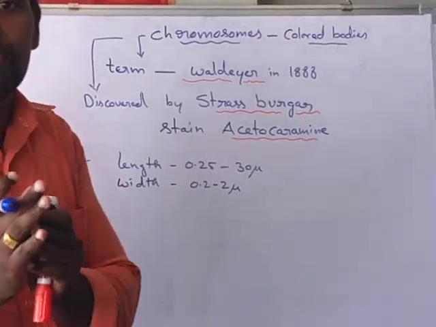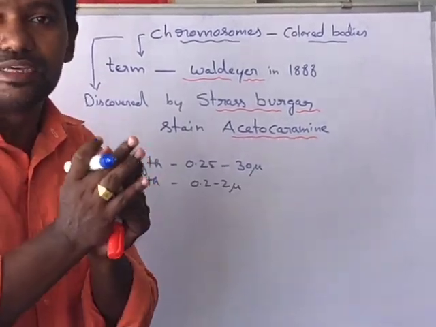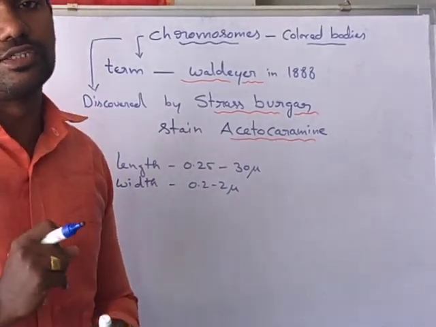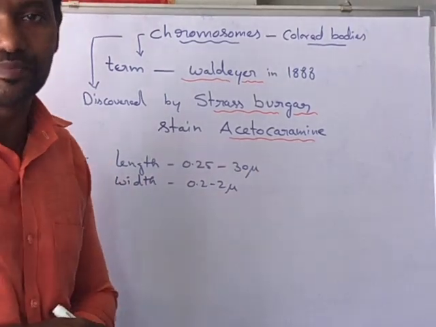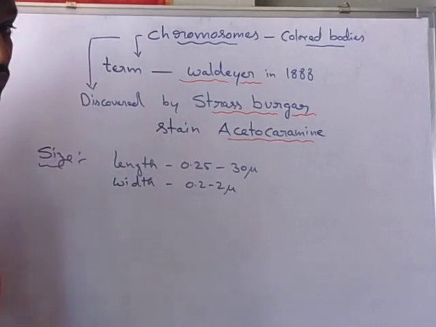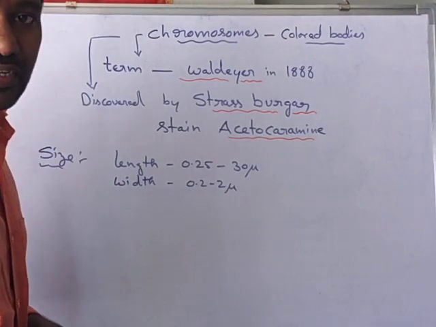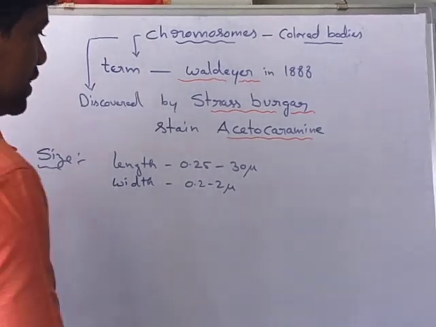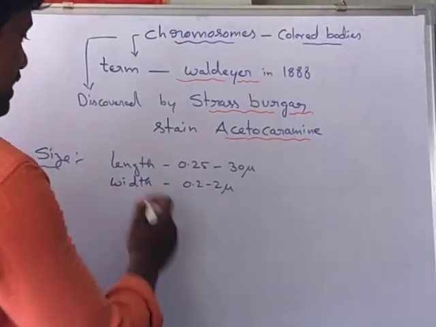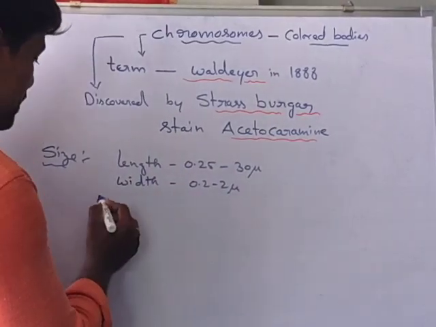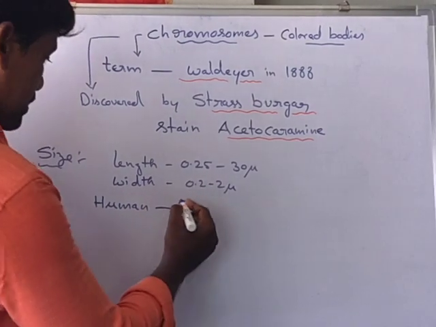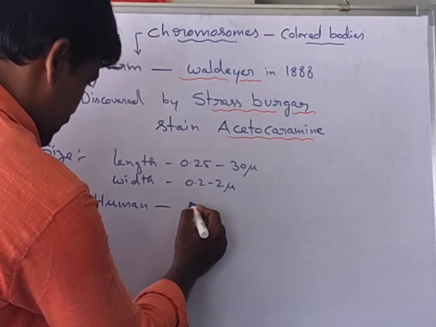Generally, when we compare animals and plants, the chromosome size in plants is larger compared to animals. So the smallest one is 0.25, present in birds and fungi. 30 microns is present in the trillium plant. But in humans, the length is 5 microns.